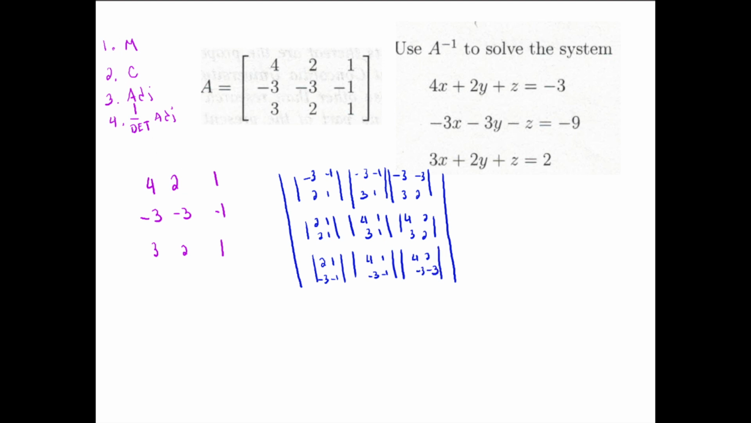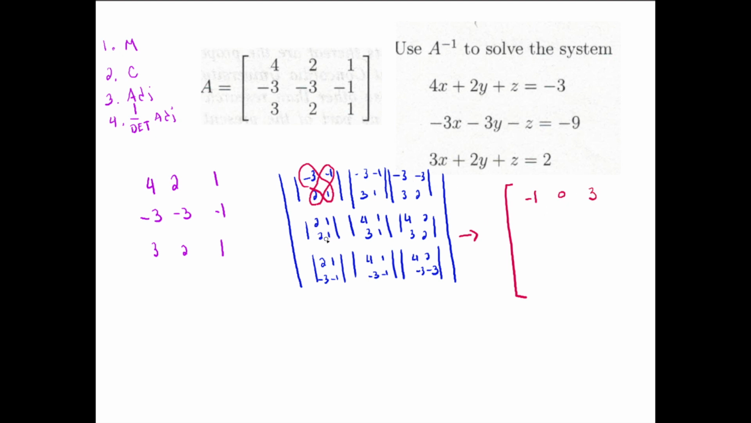To find the actual matrix of minors, we need to take the determinant of every single one of these 2 by 2 matrices. So if we remember how to do that, we multiply this diagonal minus the multiplication of these 2 numbers. So here we have minus 3 times 1 minus negative 1 times 2. So negative 3 minus negative 2 is negative 1. Now for this one, we have negative 3 times 1 minus 1 times 3. So negative 3 minus negative 3, which is 0. Now negative 3 times 2, which is negative 6, minus 9. We're left with 3.